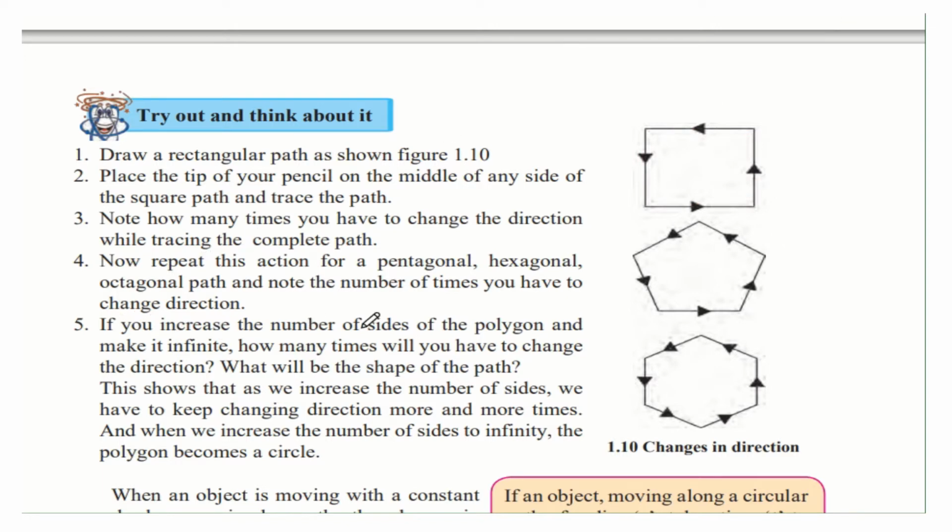If you increase the number of sides of the polygon and make it infinite, how many times will you have to change the direction? What will be the shape of the path? So now this is 4 times and then this would be 5 times, 6 times, etc. So if the number of times is infinite, how many times will you have to change the direction? That will be infinite times. And what will be the shape of the path? If you think carefully, if you have to change the direction infinite times, you will get a circle.